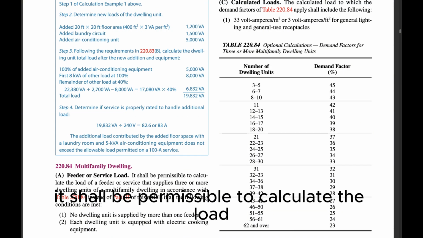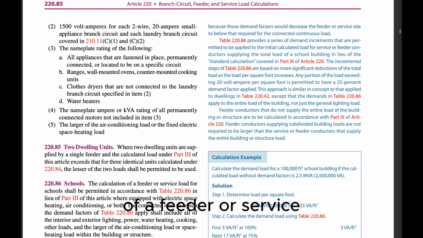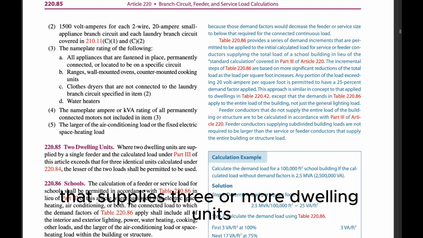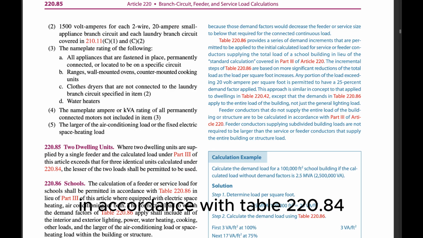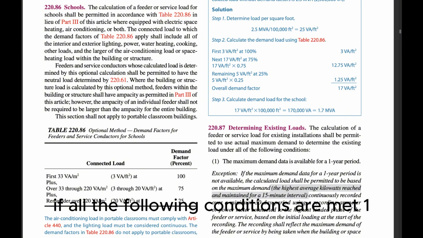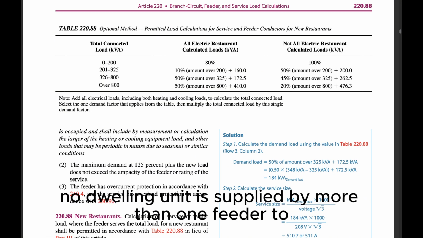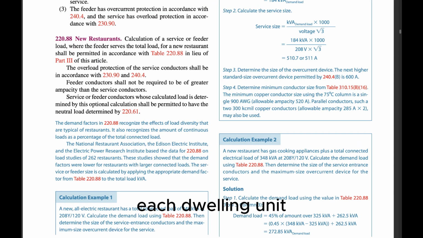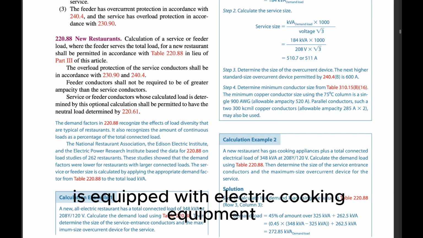It shall be permissible to calculate the load of a feeder or service that supplies 3 or more dwelling units of a multi-family dwelling in accordance with Table 220.84 instead of Part 3 of this article if all the following conditions are met. 1. No dwelling unit is supplied by more than one feeder. 2. Each dwelling unit is equipped with electric cooking equipment.